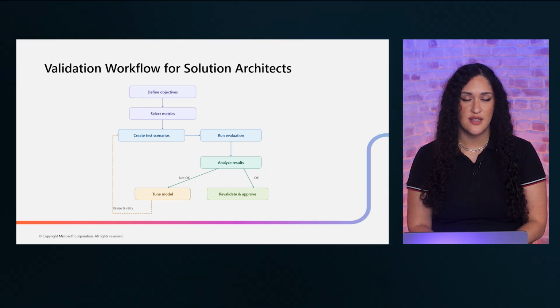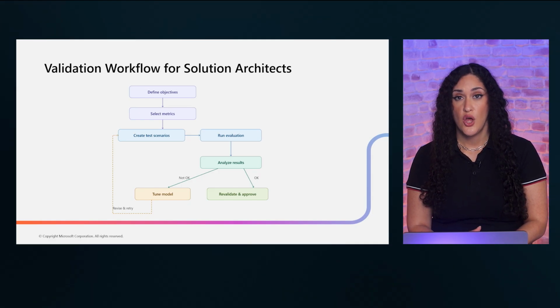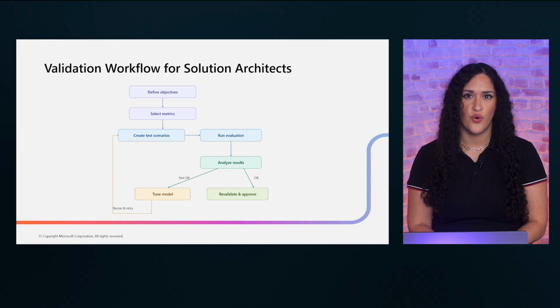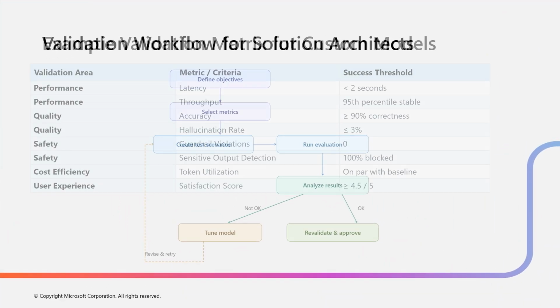Use multiple datasets, including edge cases. Test multi-turn reasoning patterns, not just single calls. Document expected outcomes for every test scenario, and compare against baseline models to quantify your gains. The best practice is to make this workflow mandatory and documented.